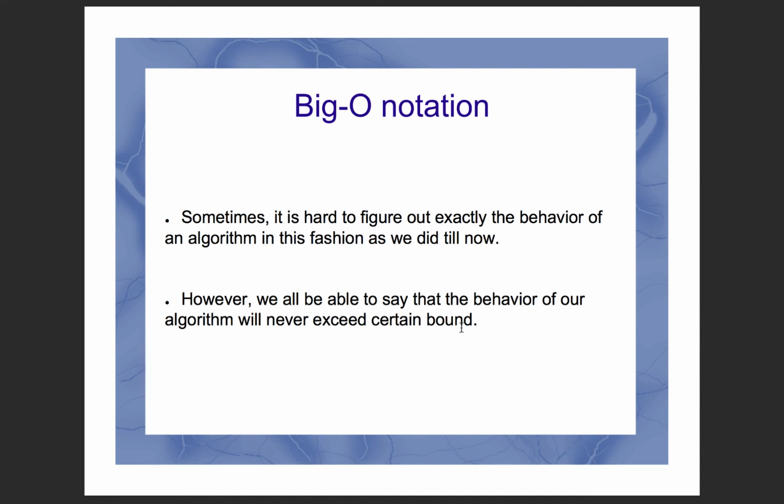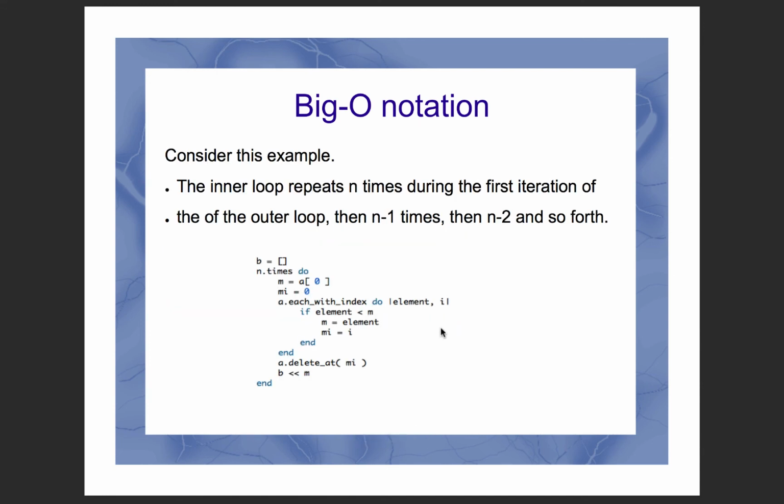So if you consider this one, in this there is a loop. This is some Ruby code. This is a loop, n dot times, this is a loop, like a while loop, and this is like a for loop. So there are two for loops.